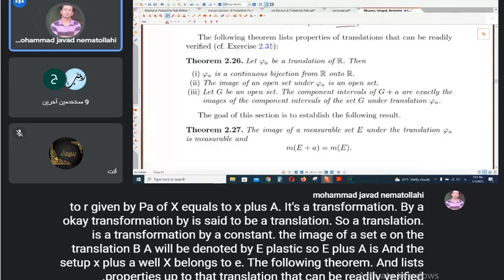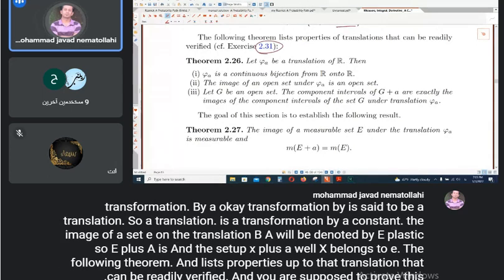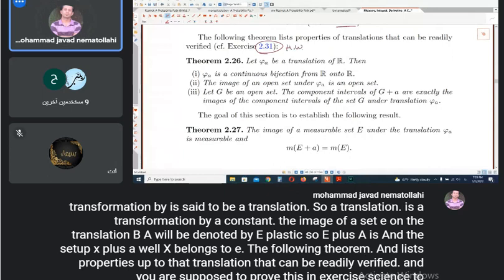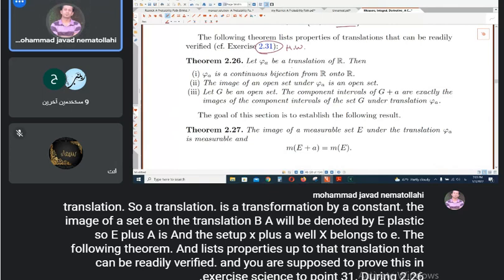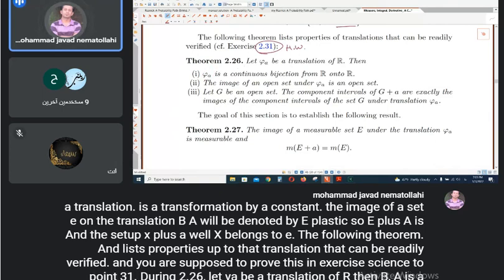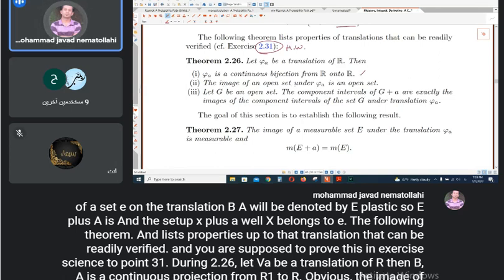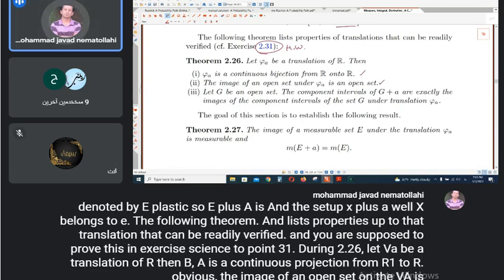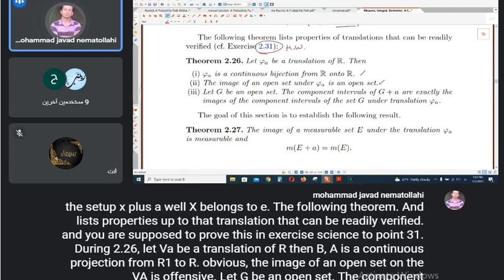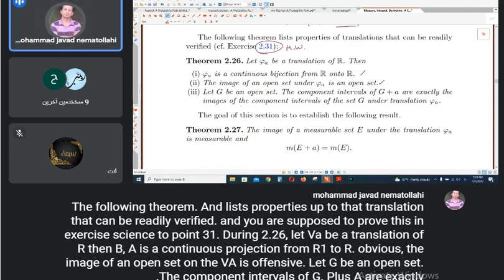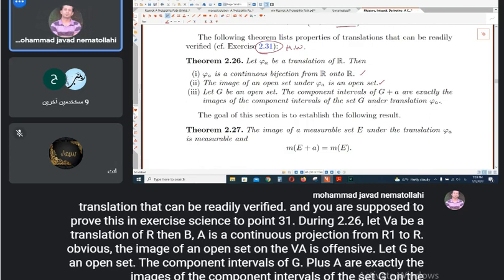And you are supposed to prove this in exercise 2.31. Theorem 2.26: let φ_A be a translation of R, then φ_A is a continuous bijection from R onto R. It's obvious. The image of an open set under φ_A is an open set. Let G be an open set. The component intervals of G + A are exactly the images of the component intervals of the set G under translation φ_A.